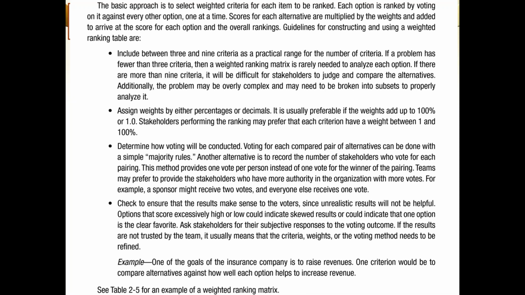First of all, you have selected a number of variables or criteria, and it says 3 to 9 criteria must be there. And if there are 9 criteria or more than 9 criteria, then it means it is going to be complex. So you have to come up with some other solution in which you can even make subsets of these criteria and then try to compare them accordingly. But if you are within the range of 3 to 9, then probably this can be easily handled.